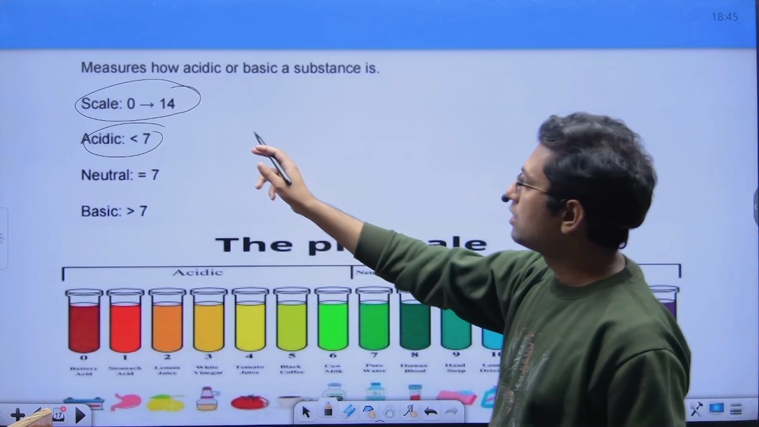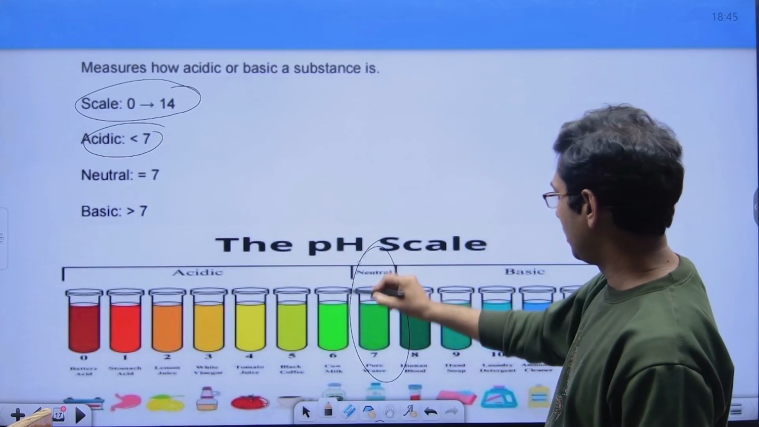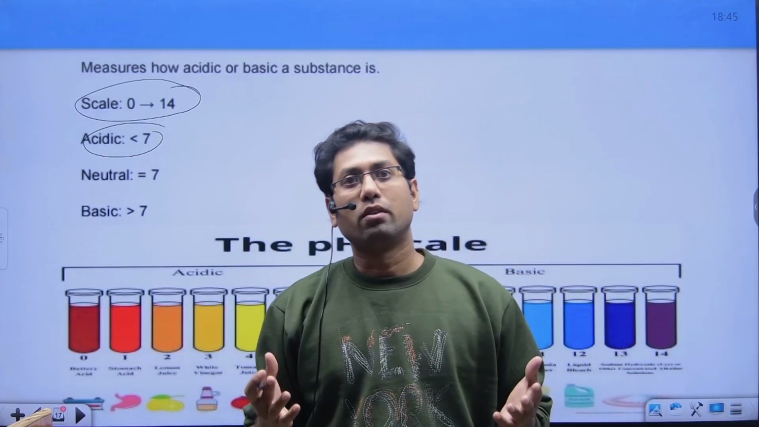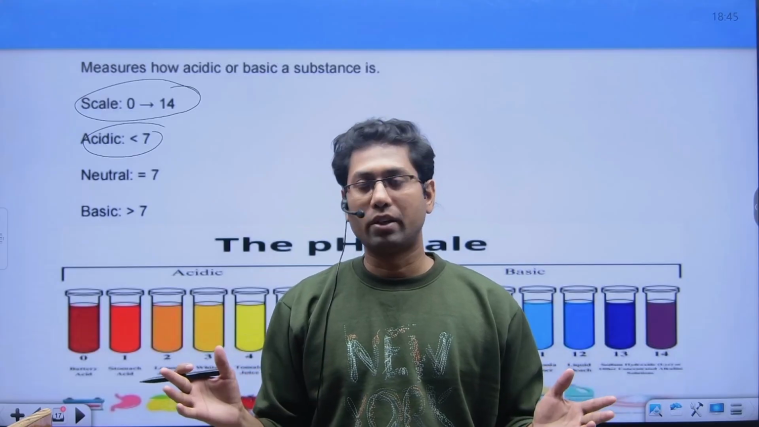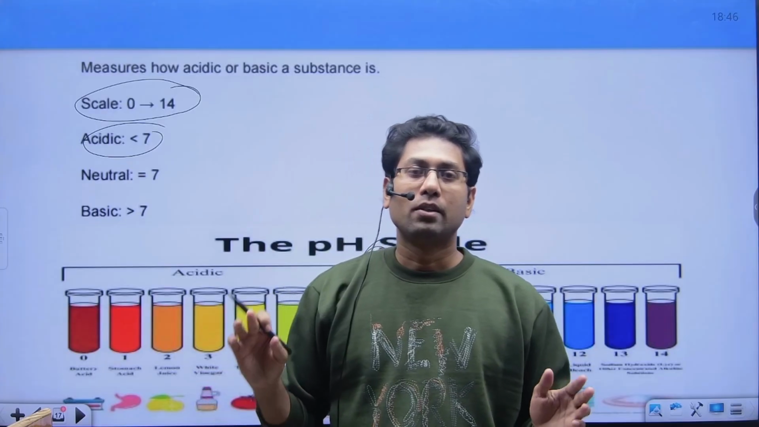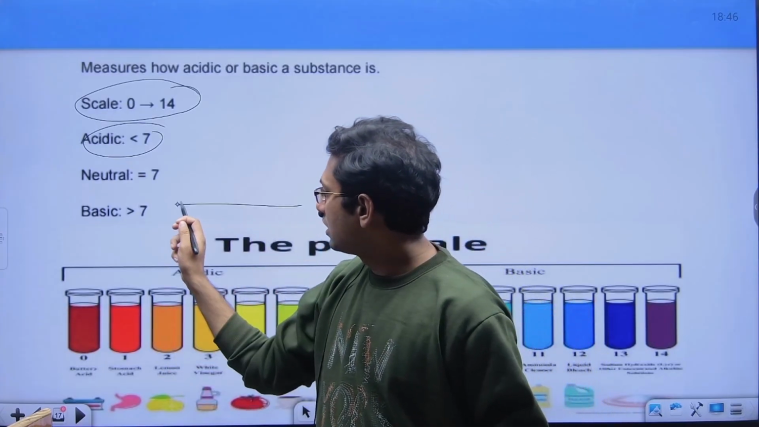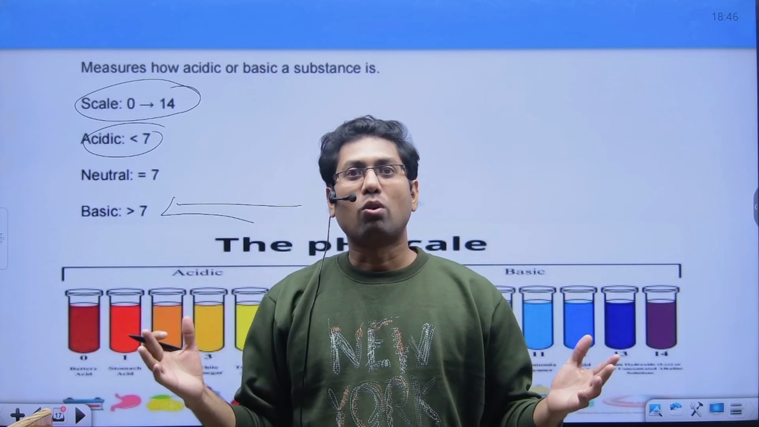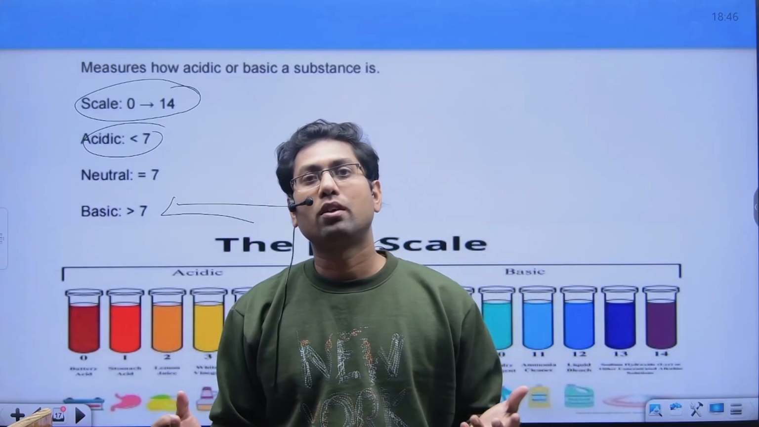So this is 7. I'll show you. If the pH is exactly 7, then that particular liquid is neutral in nature. It is water which is neutral in nature. If the pH scale is less than 7, then it is acidic in nature. Now the lesser the value of pH is, the stronger the acid is. I'm repeating, the lesser the pH, the stronger the acid.